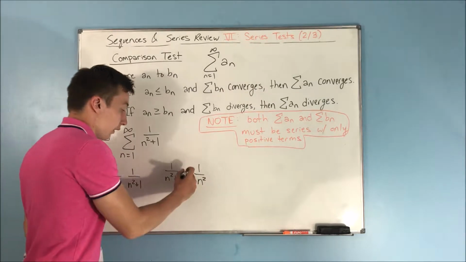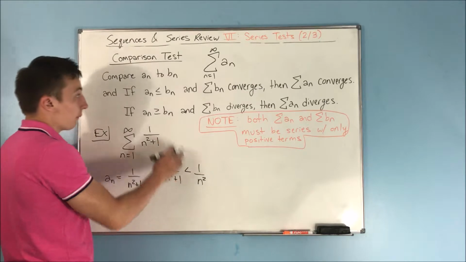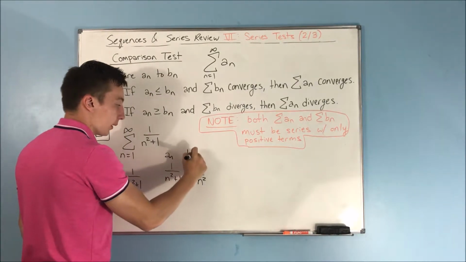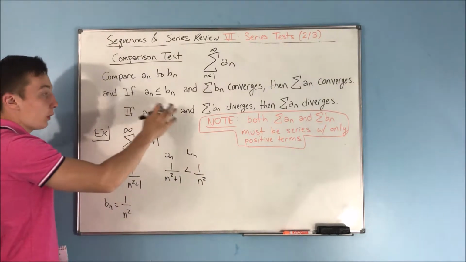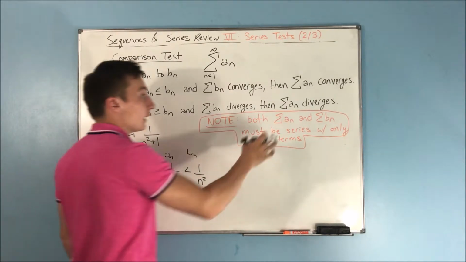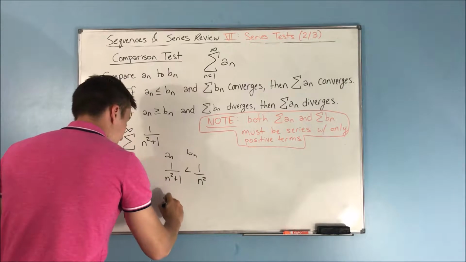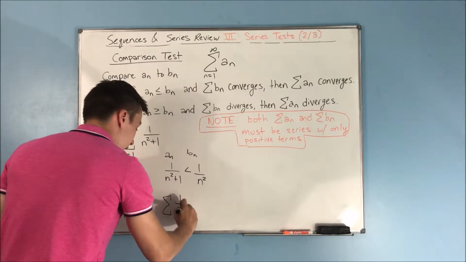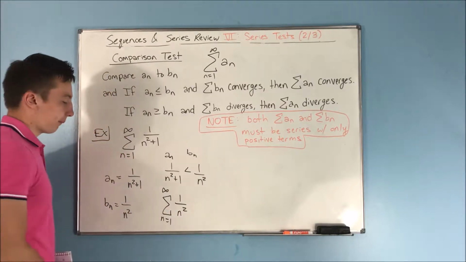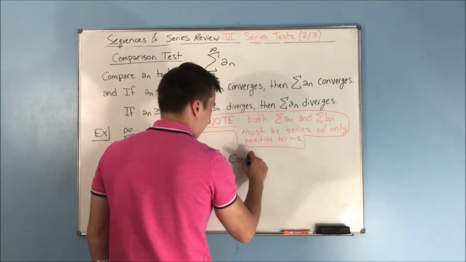So you're going to have this sign here, where a sub n is less than b sub n. This is our a sub n, this is our b sub n. And does b sub n converge? Well, yeah, it does. So we know that a sub n converges as well. Since the sum from n equals 1 to infinity of 1 over n squared converges, I figured I'd just write it out for you. So we know that this series is convergent by the comparison test.